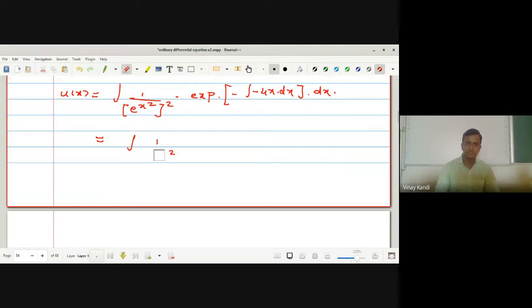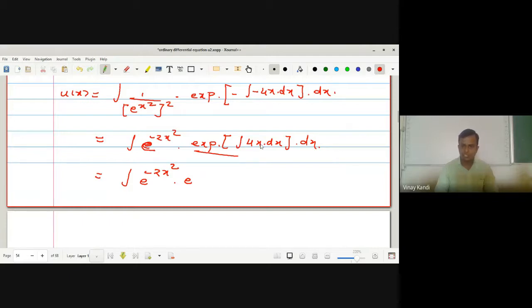e raised to minus 2x square. Into exponential of integration of 4x dx, which is equal to integration of e raised to minus 2x square. So this is the exponential, e raised to power.